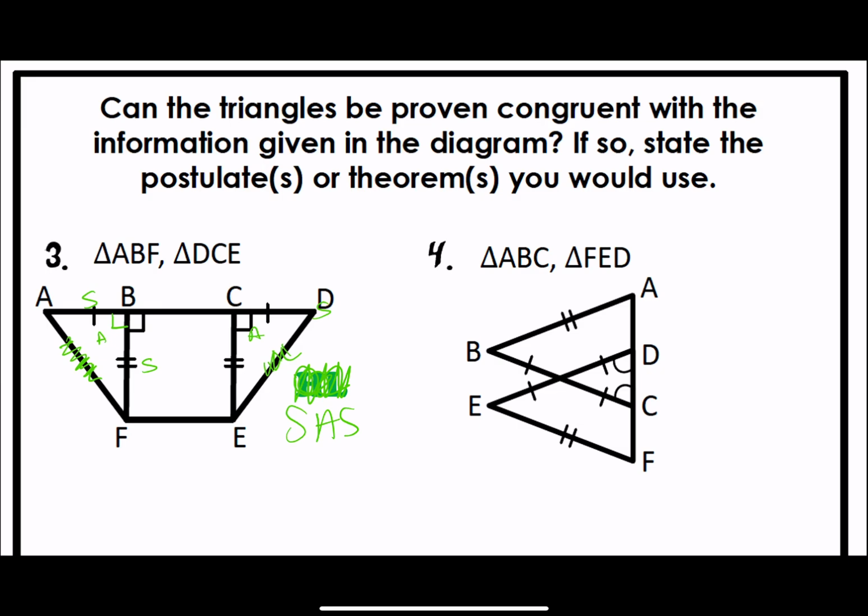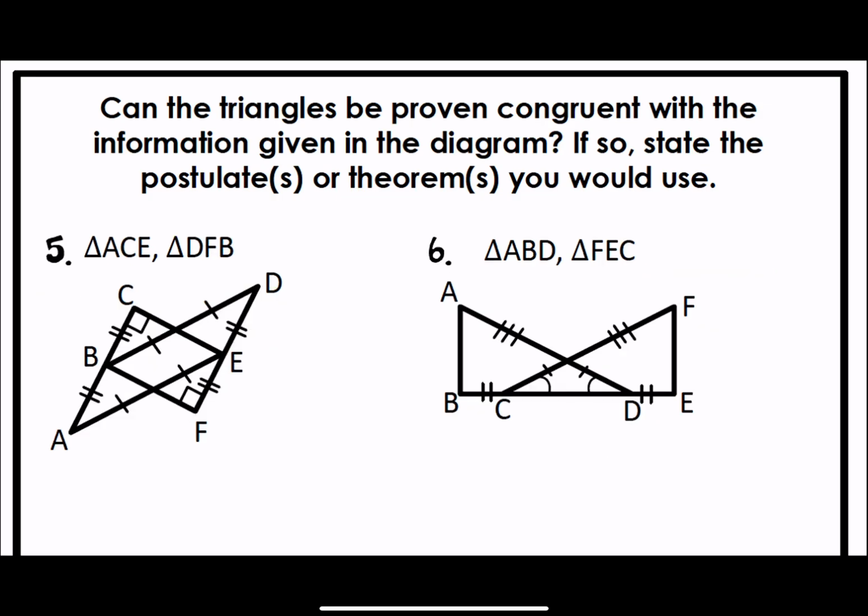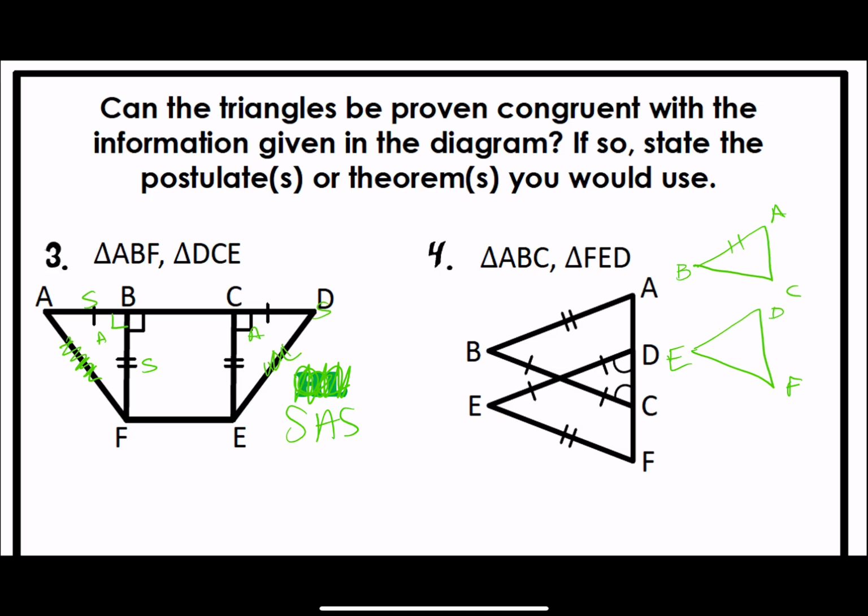All right, so this next one looks really complicated, but let's just draw it out. So we've got A, B, C, D, E, F. AB and EF have 2 lines. ED and BC have a line each. And then angles D and C are congruent. So then I've got a side, side, angle.